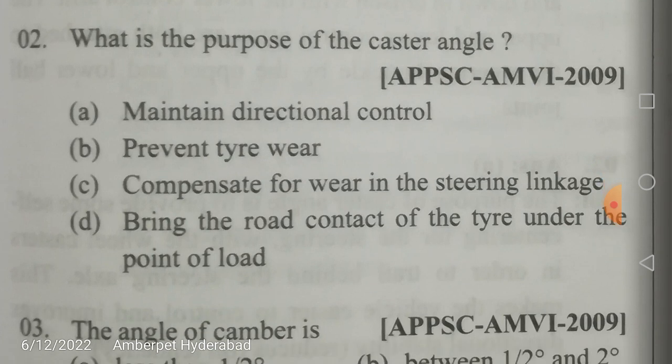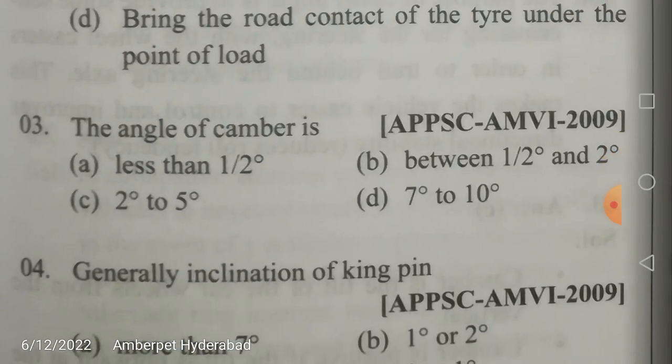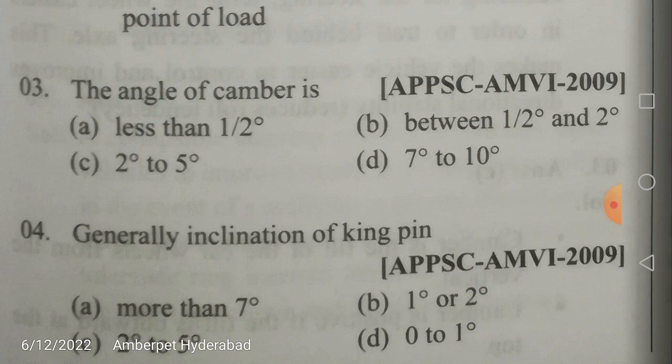So what is the purpose of the caster angle? Why is it kept? It is kept basically to maintain directional control. Neither to prevent tire wear, nor to compensate for wear in the steering linkage, nor to bring the road contact of the tire under the point of load. The angle of camber, so this is a good question, friends.